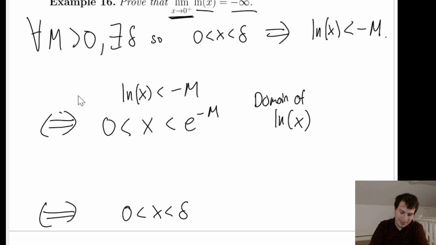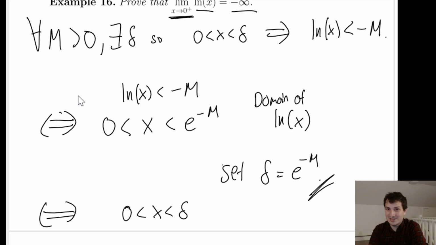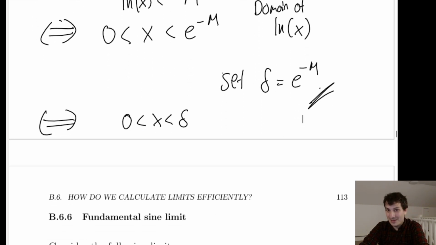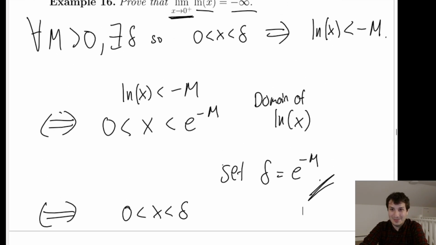Okay, and look, this is beautifully set up to be what I want. All I got to do is set delta to be e to the minus m. So the proofs are actually usually pretty easy. Just the conceptual part maybe is what's hard for these limits at infinity and mixed limits. Okay, that is it for this section. The other thing we skipped was the fundamental sine limit. That's going to be in the next video.